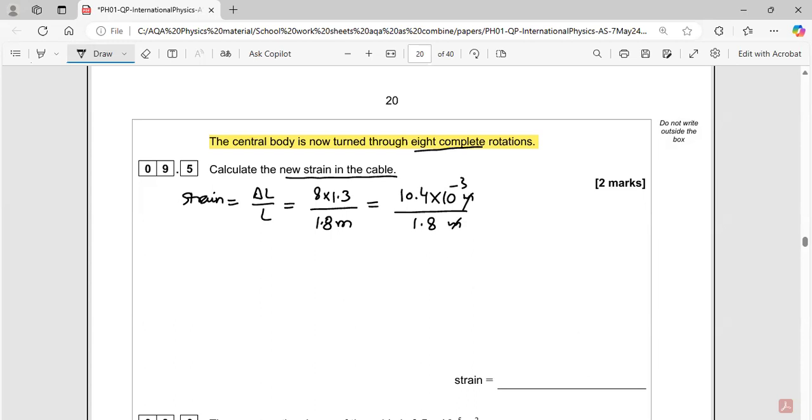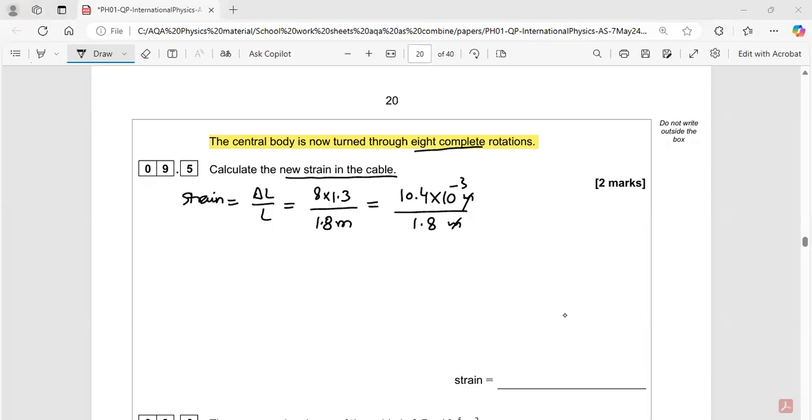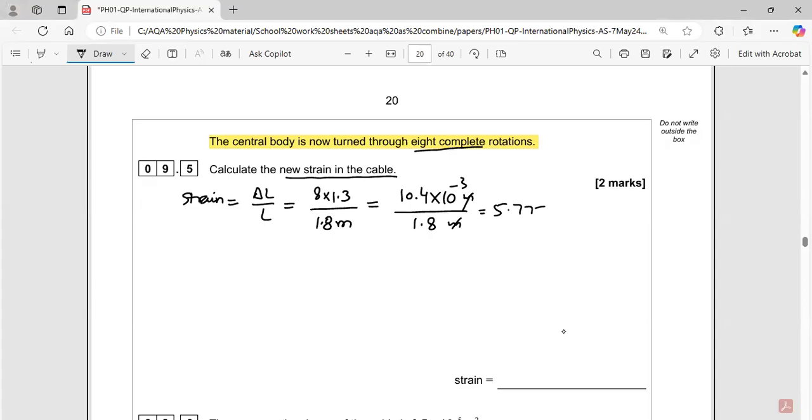And then what you're going to do is divide them, right? So you're going to divide 10.4 by 1.8 and you get 5.777. Okay, 5.777 into 10 raised to the power minus 3. So that gives you 0.0058. You can write that as well. So this is your strain which is produced due to 8 rotations.